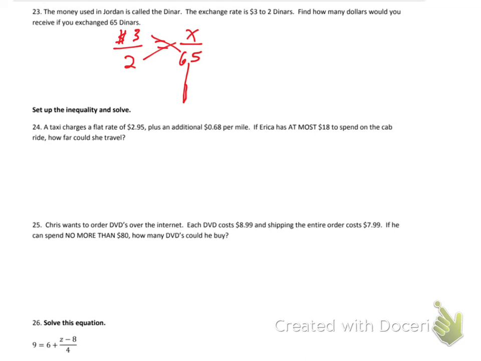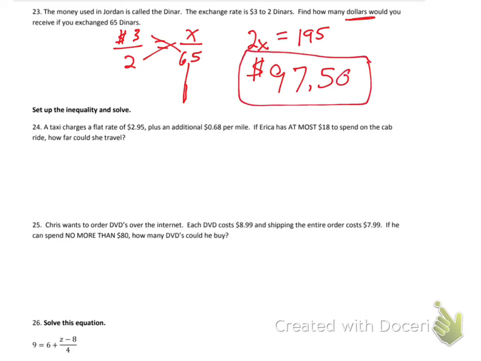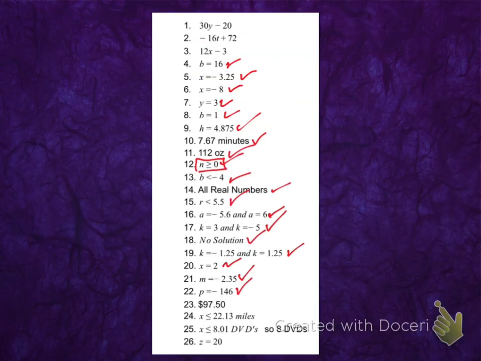So I'll have 2x is going to be equal to 3 times 65. That's going to be 195. Then I'm going to divide that by 2, and it'll give me 97.5. Now it says how many dollars? This is in dollar form, so I have to put the dollar sign and then add a 0, because that's 50 cents. So you should have $97.50.